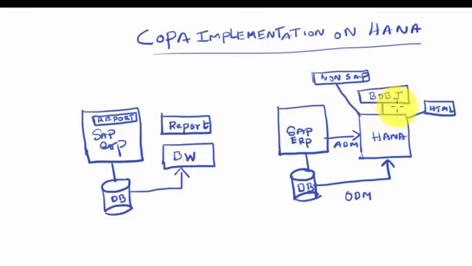You can build that report using a BOBJ tool or an application, or you can also use some non-SAP tools. Now what you see down here is another plumbing. You can also bring the data directly from the transaction database into HANA using a replication tool. That becomes the operational data mart.